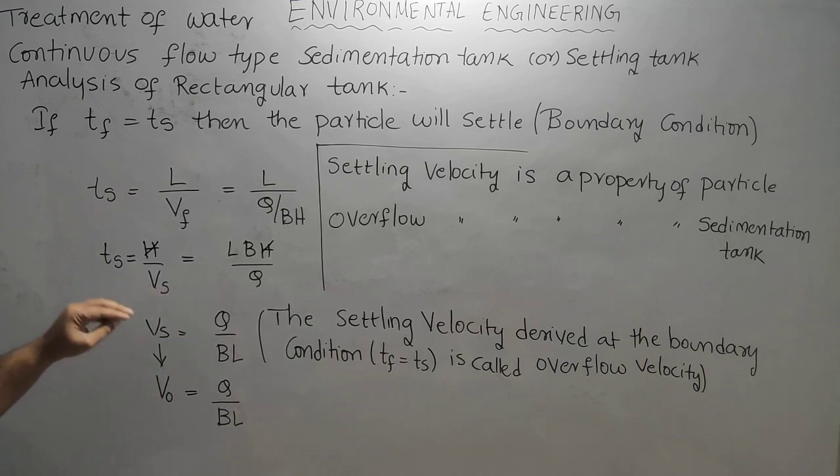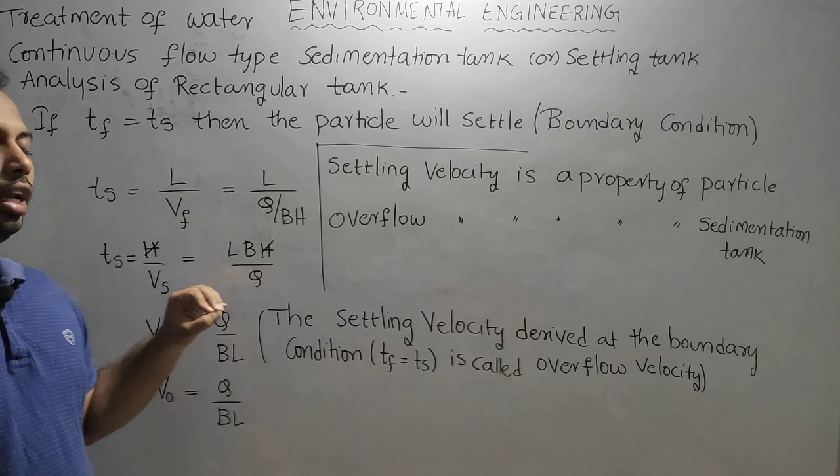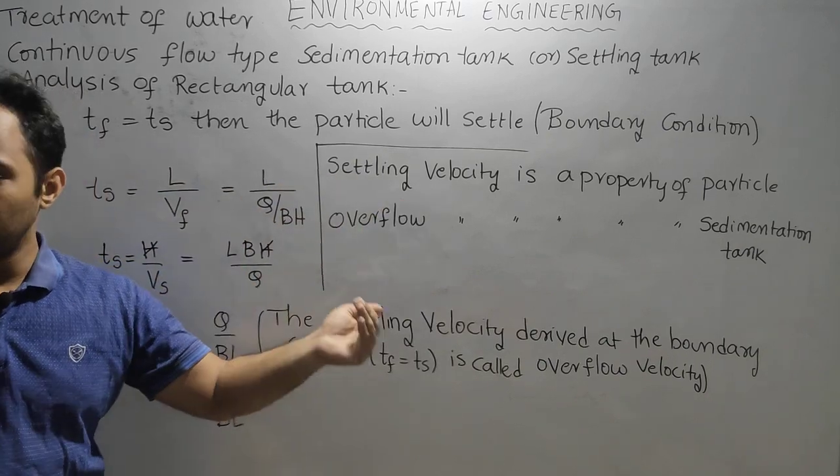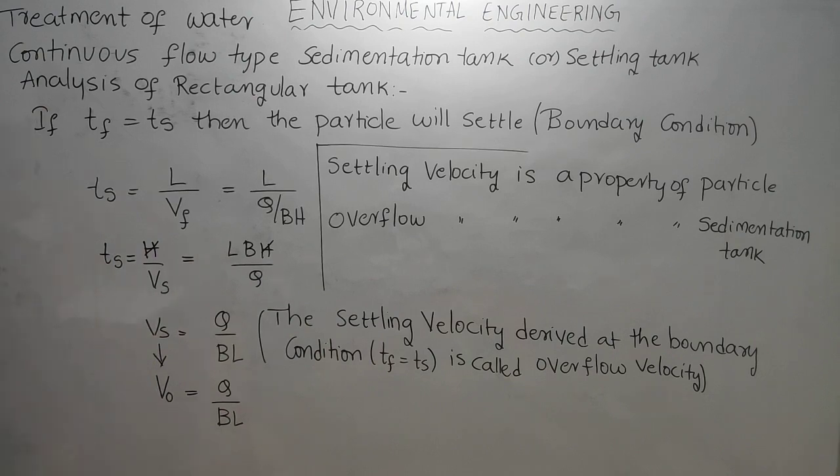The settling velocity Vs we calculate from the particle point of view. We will learn what settling velocity is exactly, because both are settling velocities only. This is the settling velocity from the point of view of the sedimentation tank, and Vs is the settling velocity from the point of view of the particle. That we will understand, just wait for a while.